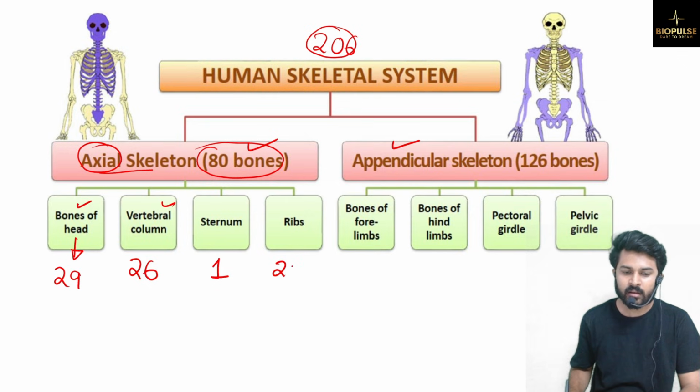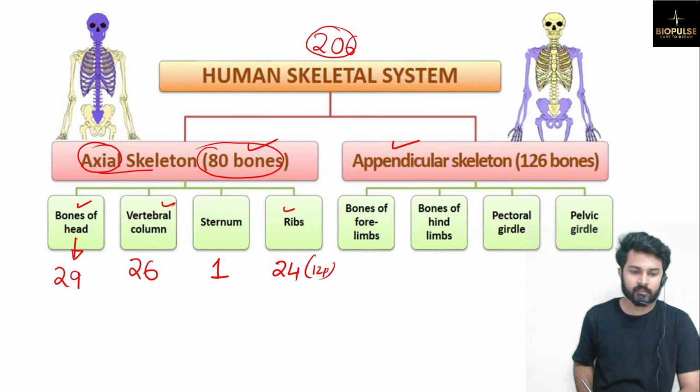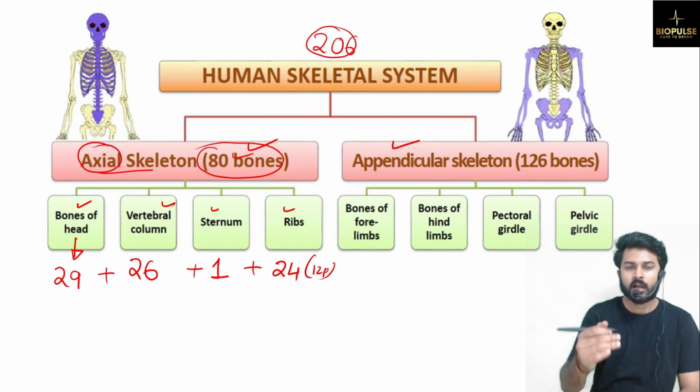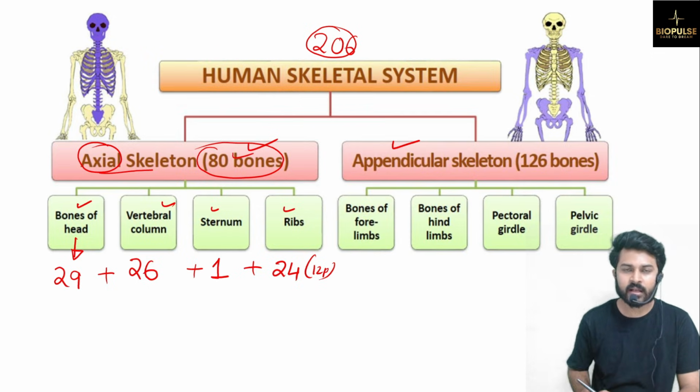Ribs have 24 bones. That means here we can tell 12 pairs. Fine. So ribs are paired. Remaining, the sternum is a single bone. Now if you add it, 24 plus 1, 25 plus 26, 51 plus 29, it is equal to 80 bones. This much clear? Now you come to appendicular skeleton.